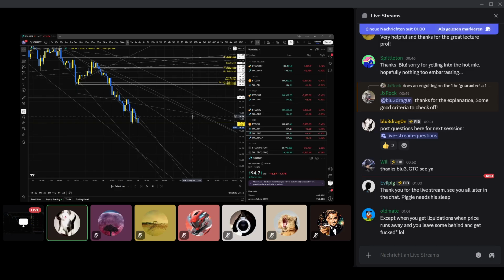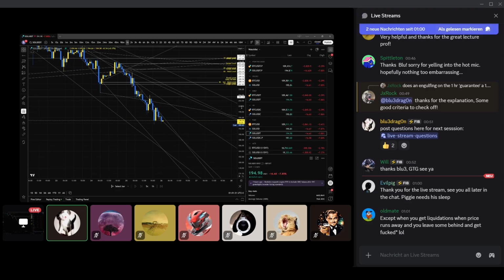Oldmate says, except when you get liquidations, when price runs away and you leave some behind and get screwed. Yeah. I know you're still working on your bot and making progress there. And yeah, fingers crossed you find a good middle ground between greed and risk.